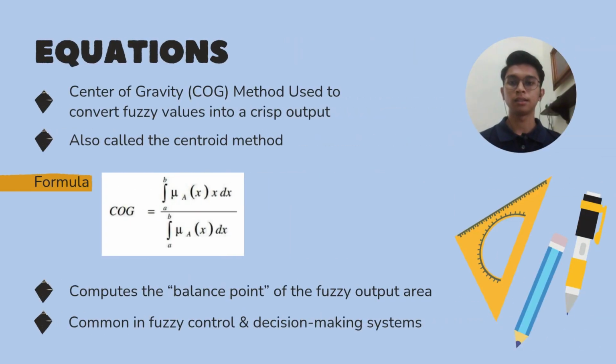This is the center of gravity formula, which we use to perform defuzzification, also known as the centroid method. It calculates the balance point of the fuzzy output shape to give us one final crisp value. This method is especially useful in fuzzy control systems because it takes all the fuzzy values into account. In our case study, the temperature and humidity data are combined using this method to determine the exact fan speed needed.